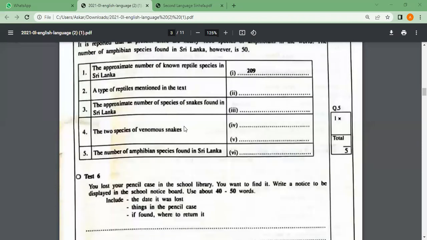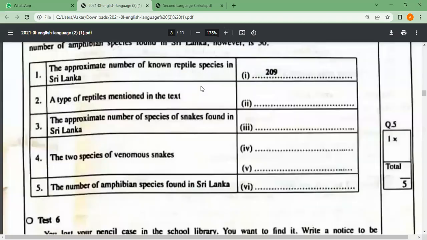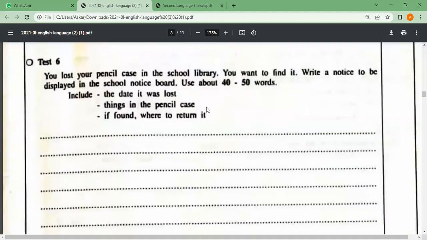So the next test is based on this: you lost your pencil case in the school library and you want to find it. Write a notice to be displayed on the school notice board. Use about 40 to 50 words. Include the date it was lost, the things in the pencil case, and if found, where to return it. So you should write a notice based on this description.